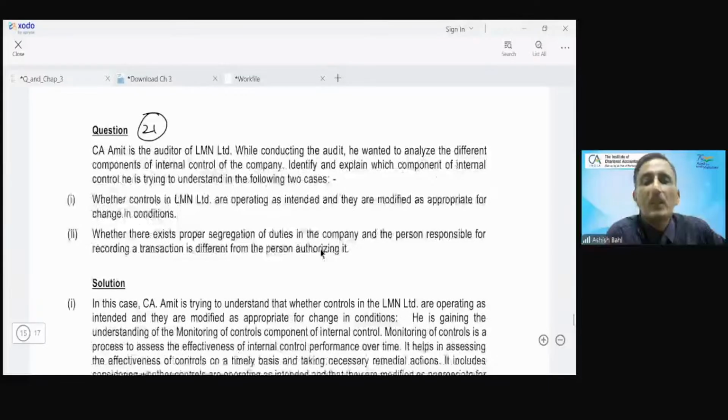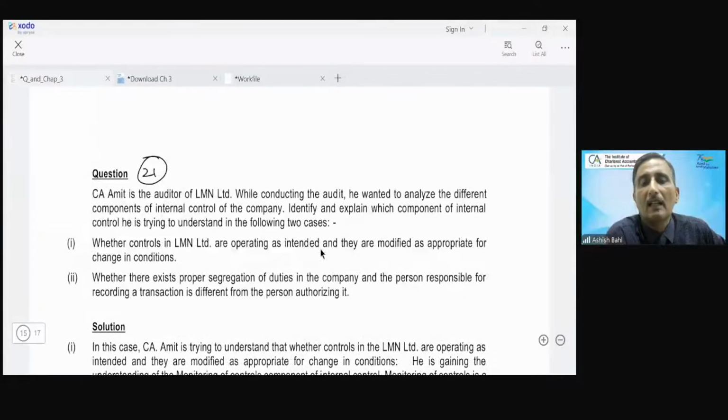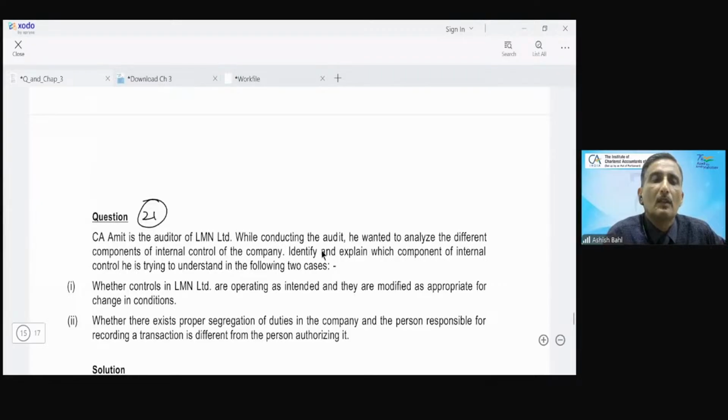Now see this question. This is also about internal controls, about the components of internal control. Read this question, students. CA Amit is auditor of LMN Limited. While conducting the audit, he wanted to analyze the different components of internal controls of the company. So he is conducting the audit of the company, understanding the internal control of the company, and he has analyzed different components of internal control, the 5 components which we have discussed just before.